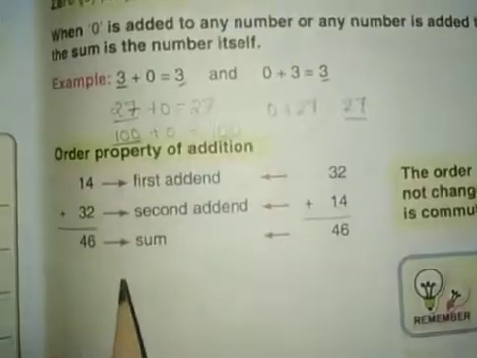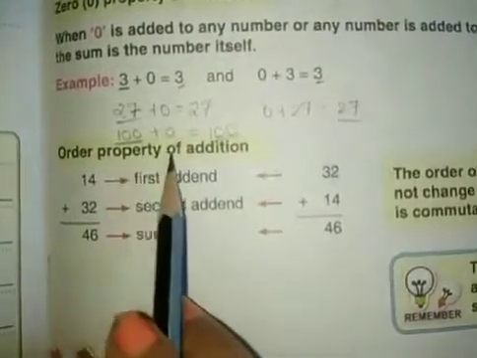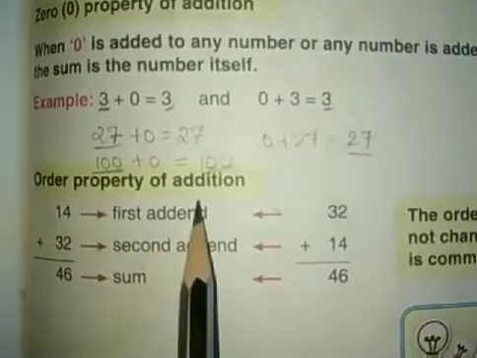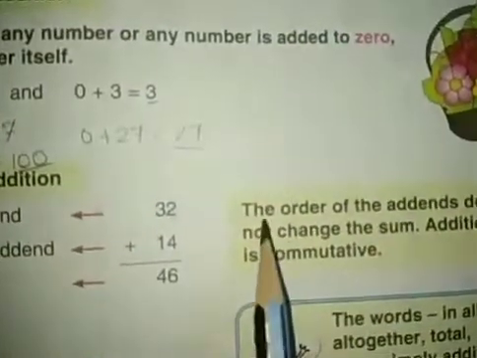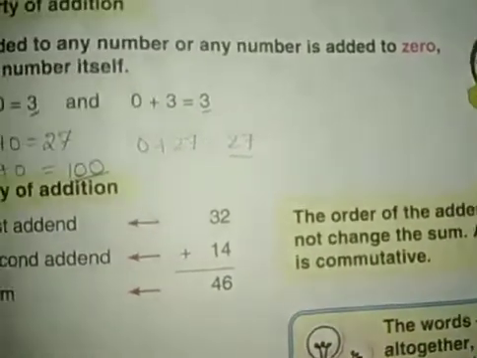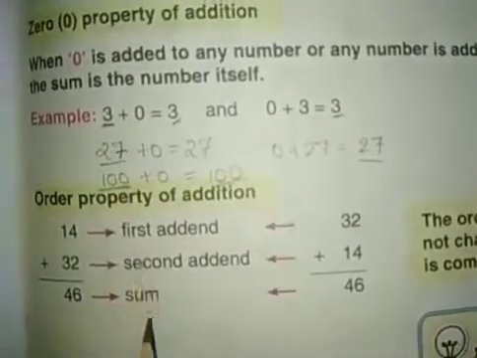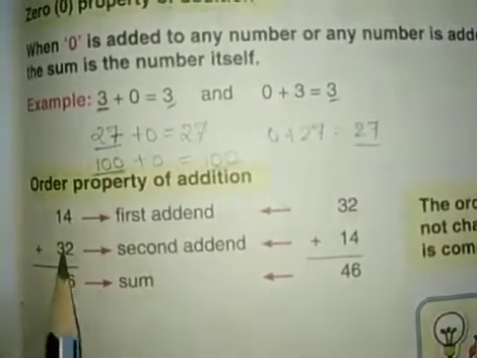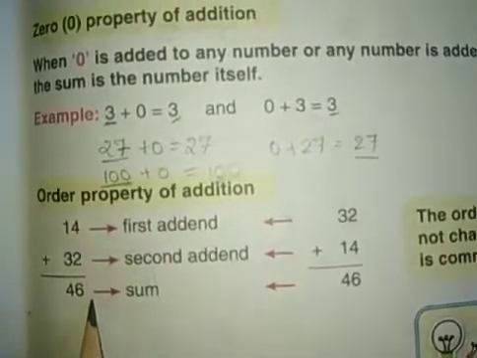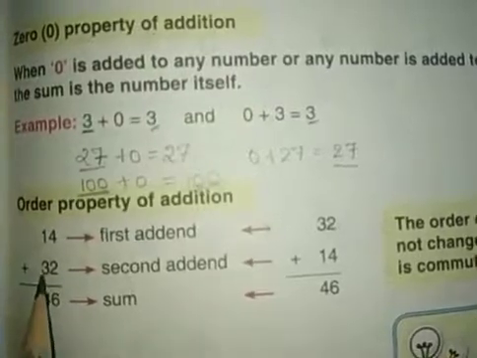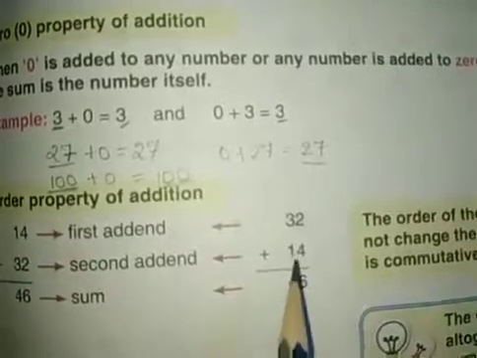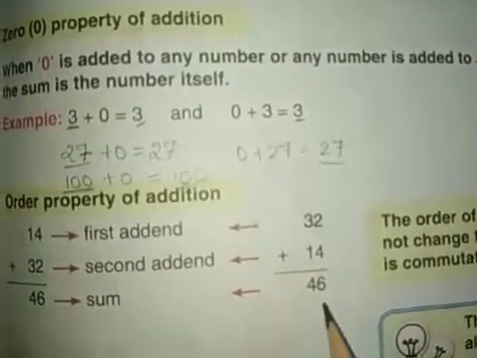Then the second property is the order property of addition. According to the order property of addition, the order of the addends does not change the sum. This is the first addend and this is the second addend. If you add like this, you will get the same number. Otherwise, you can keep the second addend as the first addend and the first addend as the second. Then also you will get the same answer.